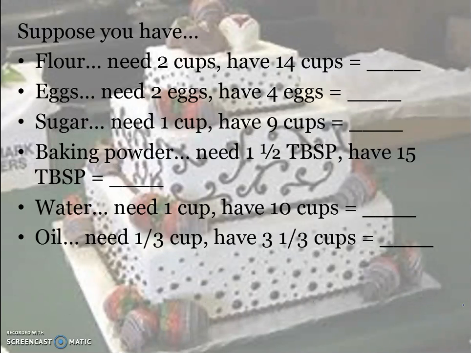If we have the flour, we need 2 cups, but we have 14 cups, so we could make a total of 7 cakes. With the eggs, we need 2 eggs. We only have 4, so we can make a total of 2 cakes. With our sugar, we need 1. We have 9, so we can make 9 cakes. With our baking powder, we need 1.5. We have 15, so we can make 10. With the water, we need 1. We have 10. We can make 10. And with the oil, we need 1/3 of a cup. We have 3 1/3, so we can make 11 cakes.